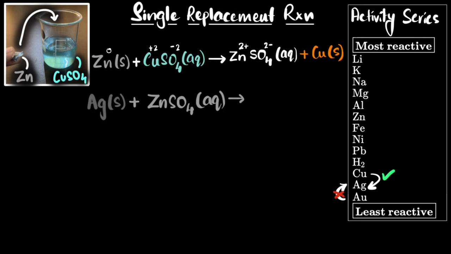All right, here's a second example. Suppose we were to take some elemental silver and put it in zinc sulfate solution. What will happen?